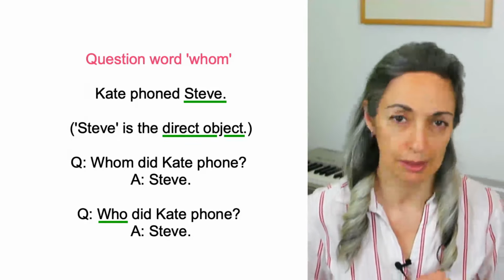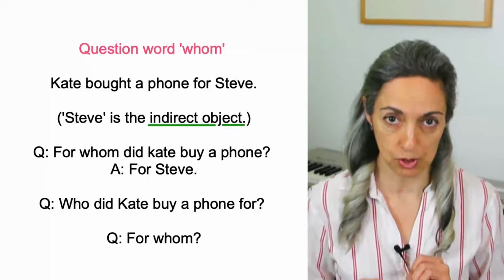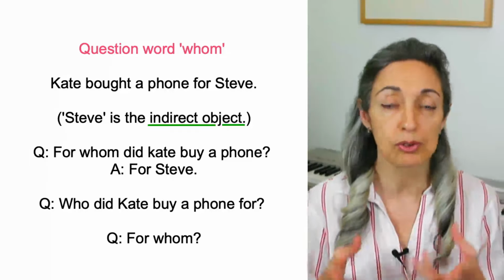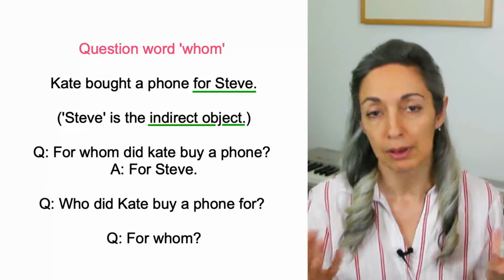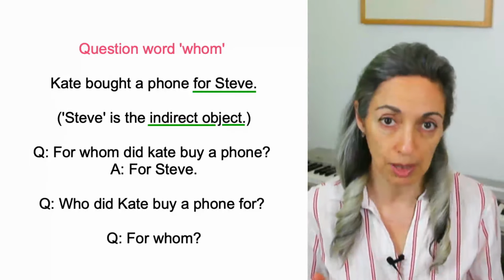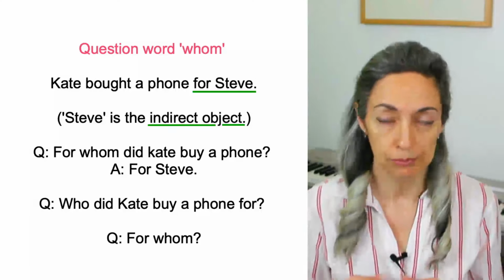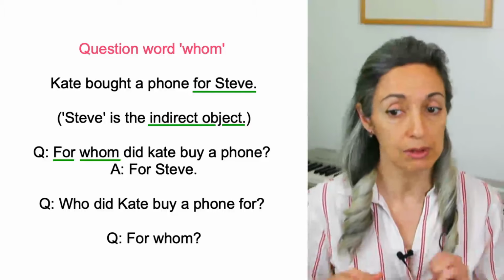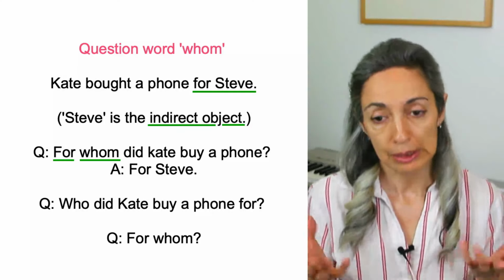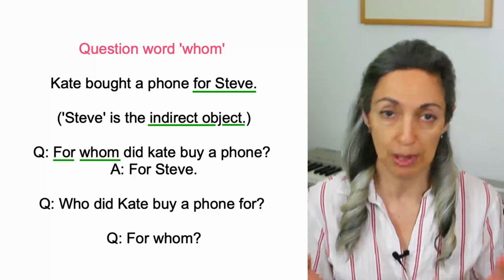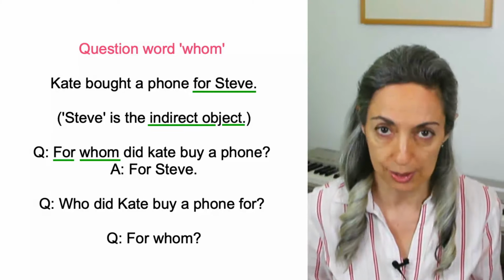So what if Steve is the indirect object of the sentence? For example, if the sentence is, Kate bought a phone for Steve, and the answer to the question we want to ask is for Steve. Do we now use whom? Do we say, for whom did Kate buy a phone? The sentence is perfectly grammatically correct, but it's extremely rare to use this formulation.